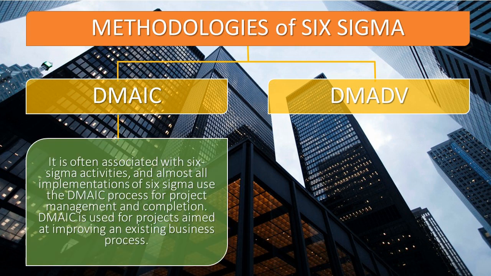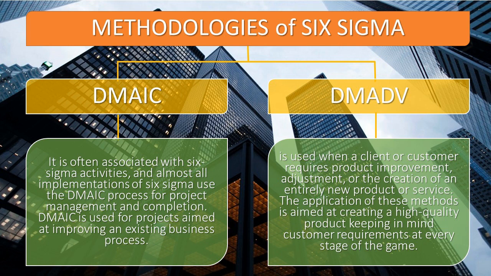DMAIC is a structured problem-solving procedure widely used in quality and process improvement. It is often associated with Six Sigma's activities, and almost all implementation of Six Sigma uses the DMAIC process for project management and completion. DMAIC is used for projects aimed at improving an existing business process, while DMADV is used when clients or customers require a product improvement, adjustment, or the creation of an entirely new product or service. The application of these methods is aimed at creating a high-quality product, keeping in mind customer requirements at every stage of the game.